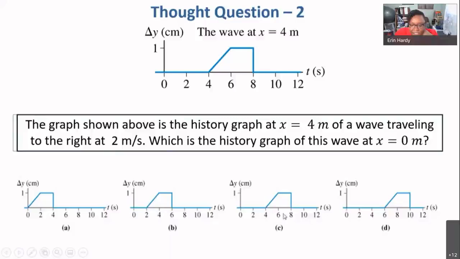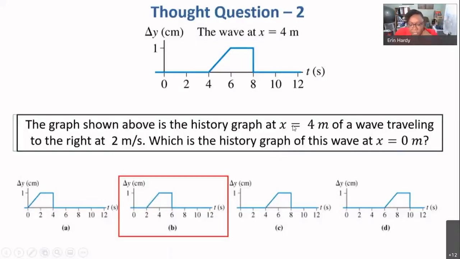So on that basis, we can get rid of D, because this is describing a further part of the string, one that's further away from your lab partner's hand who's generating it. D wouldn't make sense in that context. C wouldn't make sense because x is equal to 4 and x is equal to 0 are not going to look exactly the same. So we're down to A or B.